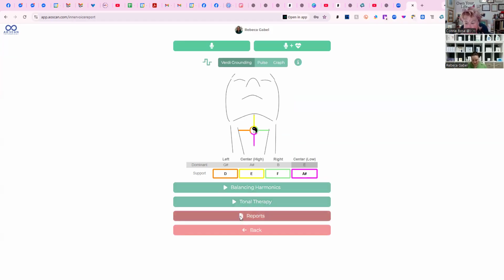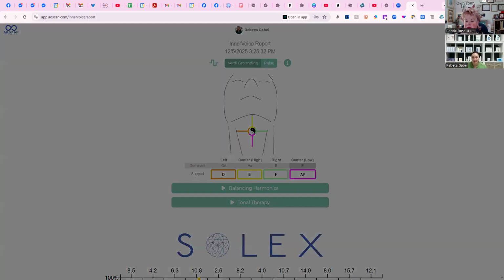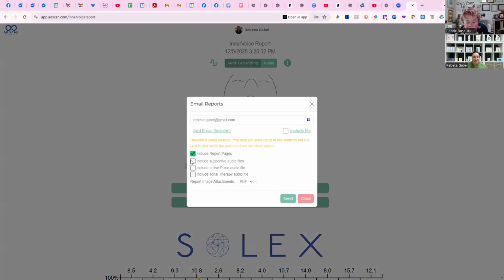First, you're going to click on reports. And when you click on reports, a little email icon over here is going to show up. Okay. So you click on the email, and then I'm going to click on include the audio files, the pulse files, the tonal therapy. I like them in PDFs, and then I'm going to hit send.